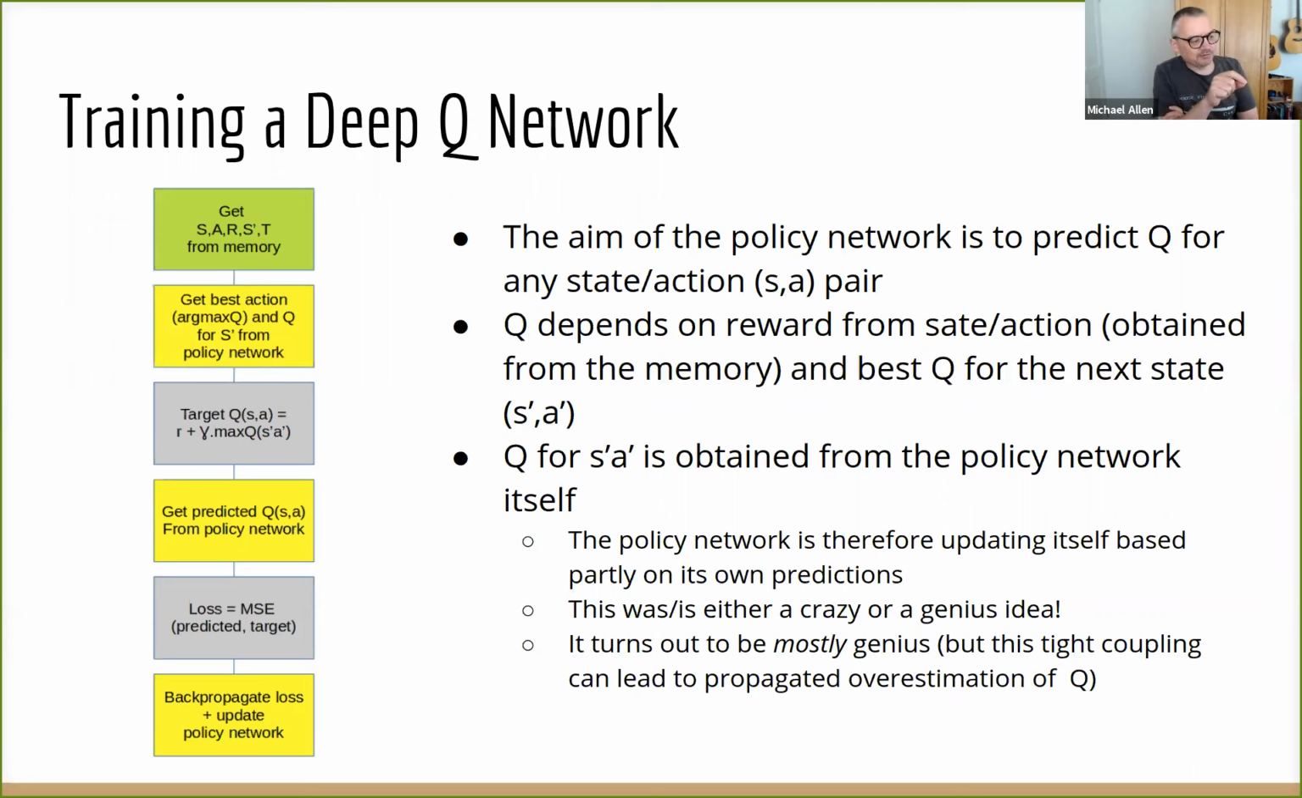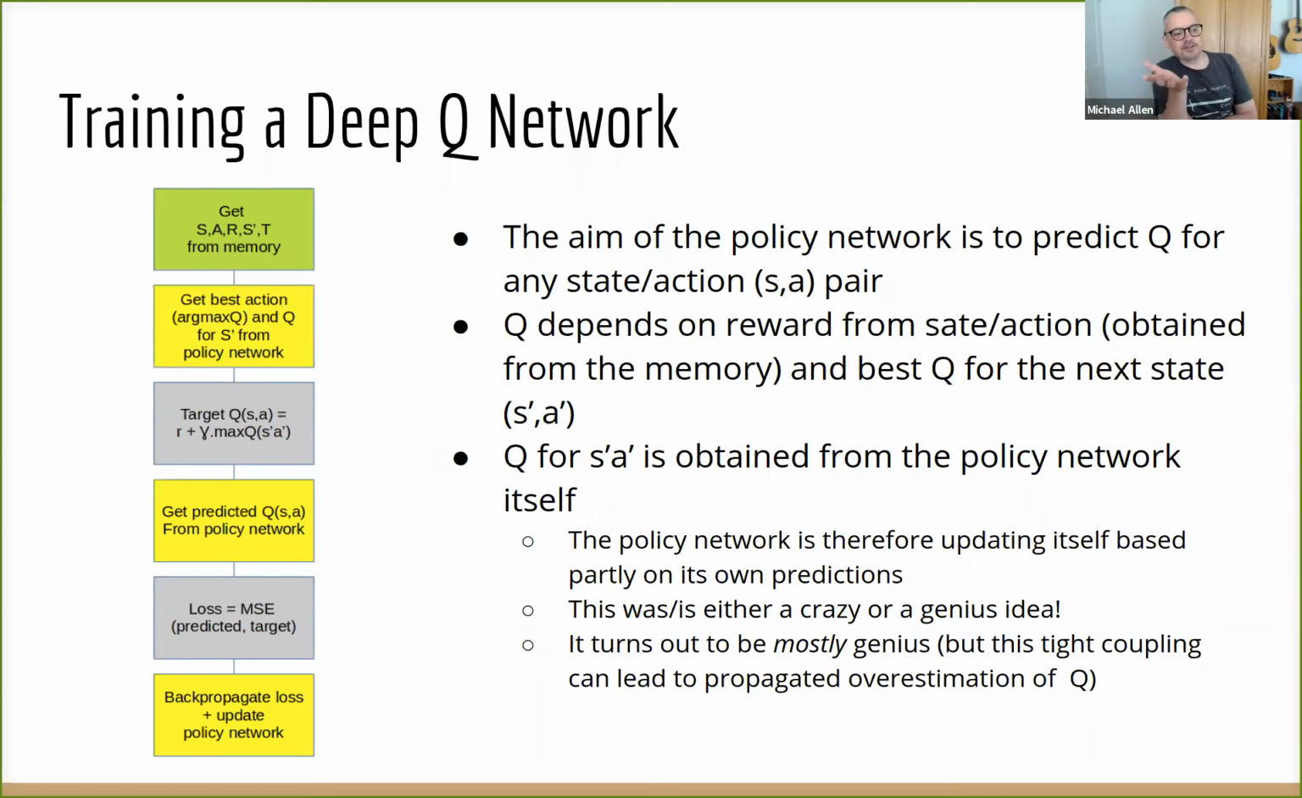Now, our target for our policy network, which we're trying to get it to predict, is our target given our current state and action, which we've just sampled from the memory. What we want that to predict is the reward, which we've just pulled out of the memory, plus our best prediction of what the maximum Q is for the next state. And we get that from the policy network. We then calculate a loss between what our policy network currently predicts and what we calculate, which is our target. And using normal neural net stuff, you use that loss to update the network so it better predicts the target in future.